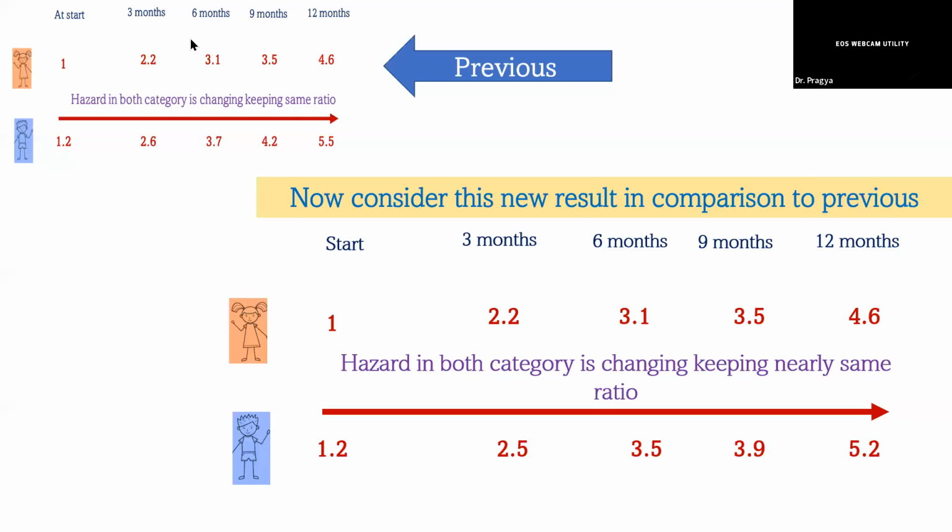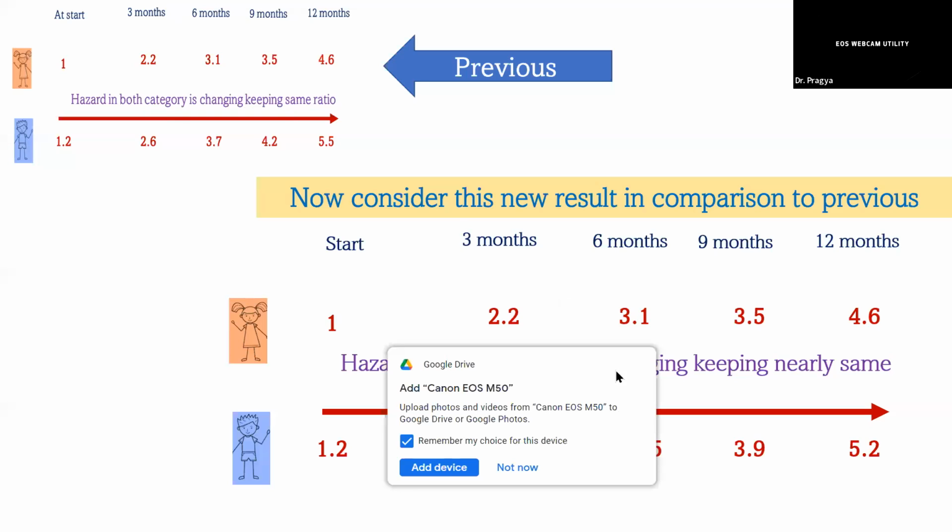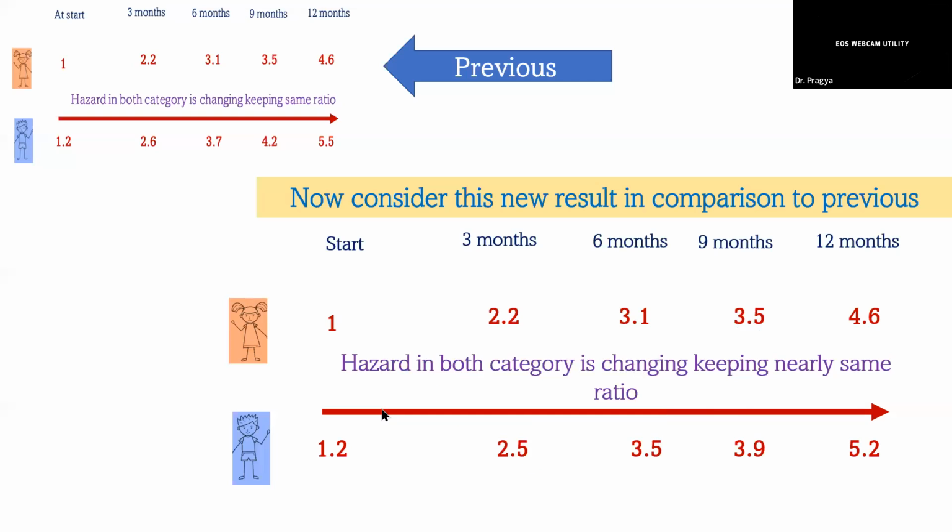In the previous case, you have seen a pattern like this, where the hazard in both the categories is changing, keeping the same ratio. Now consider this new result in comparison to the previous one. What can you see here? In the start, it is like 1 and 1.2. Now, what is happening here at 3 months? At 3 months, you can see that it is 2.5 in the male and 2.2 in the female. So can you take out the ratio of 2.5 divided by 2.2?